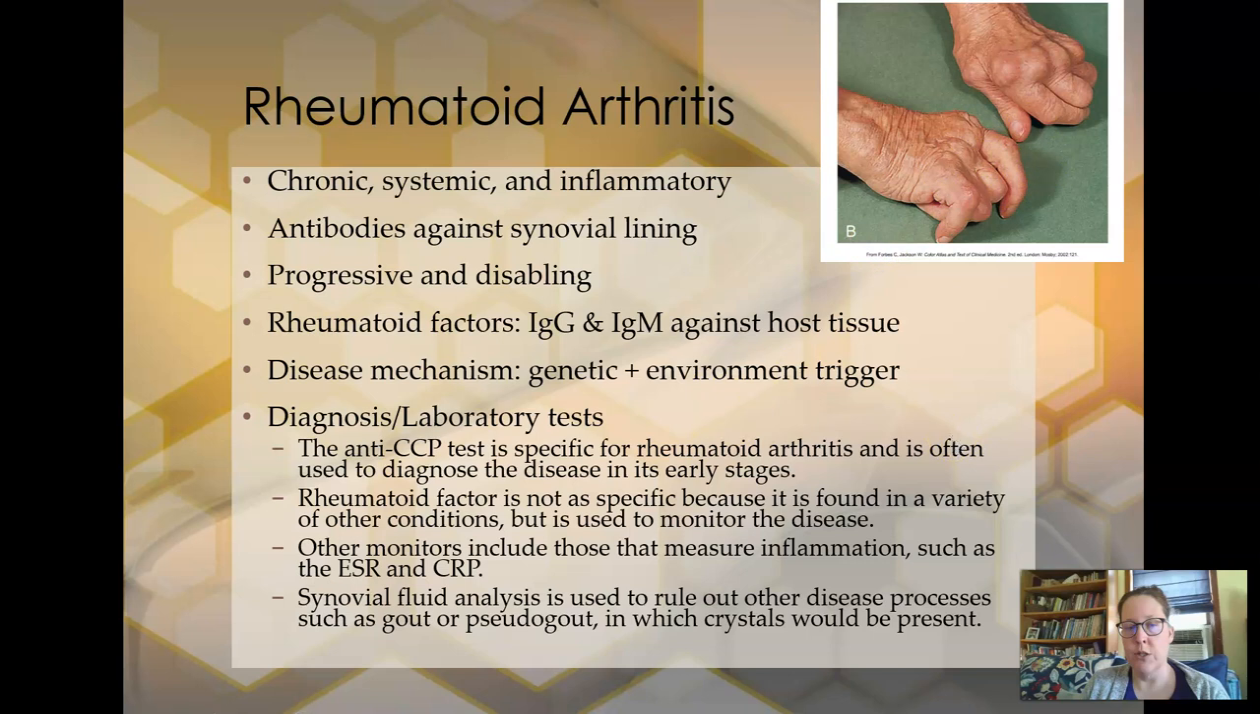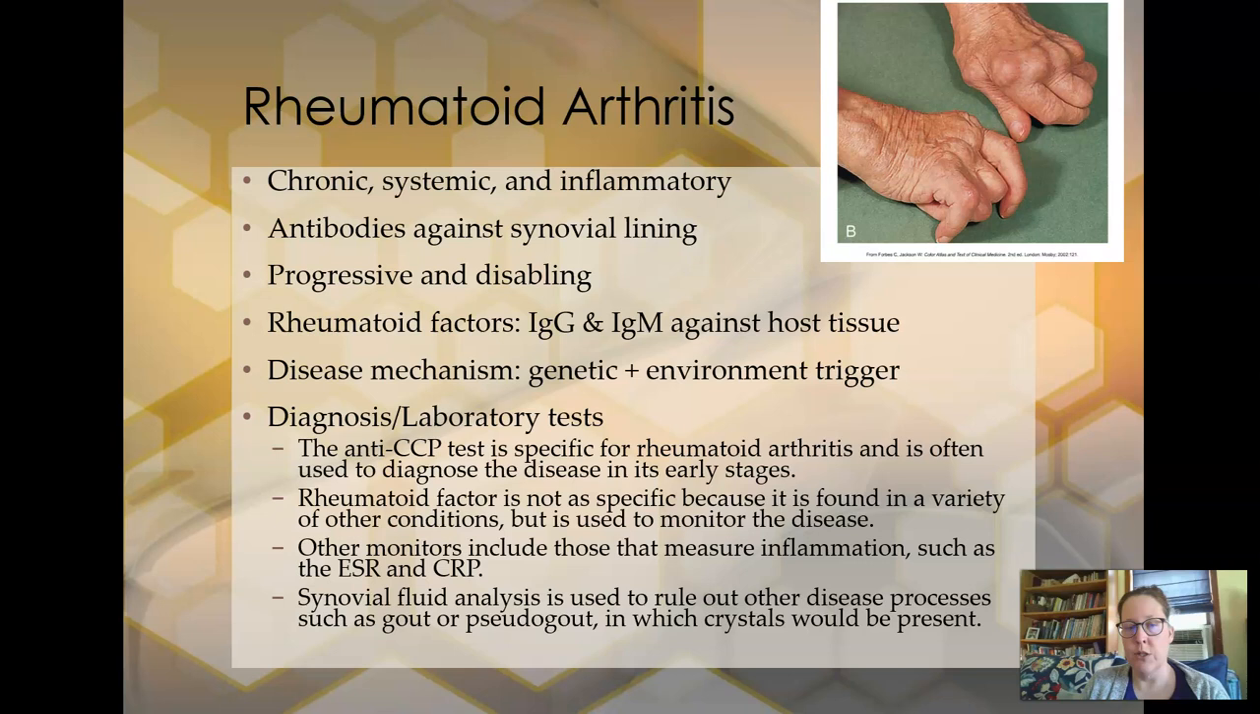The disease mechanism is both genetic and environmental. Your diagnostic lab tests include anti-CCP, which is specific for rheumatoid arthritis and is often used to diagnose the disease in its early stages. Rheumatoid factor is not as specific because it is found in a variety of other conditions, but it is used to monitor the disease. Other monitors include those that measure inflammation, such as the SED rate and the CRP. And your synovial fluid analysis is used to rule out other disease processes like gout and pseudogout, in which you would see crystals.